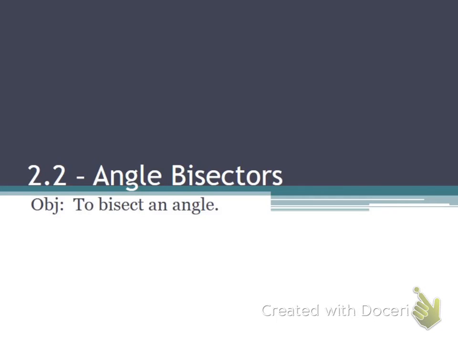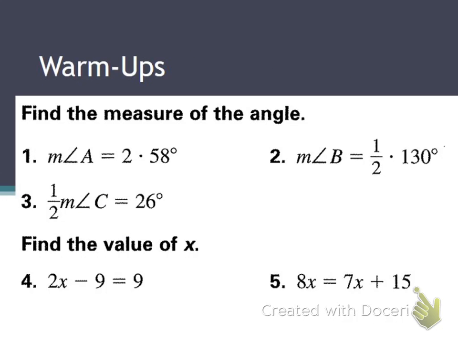We are doing section 2.2, angle bisectors. Our objective: to bisect an angle. We're skipping the warm-ups because we did a midpoint worksheet.